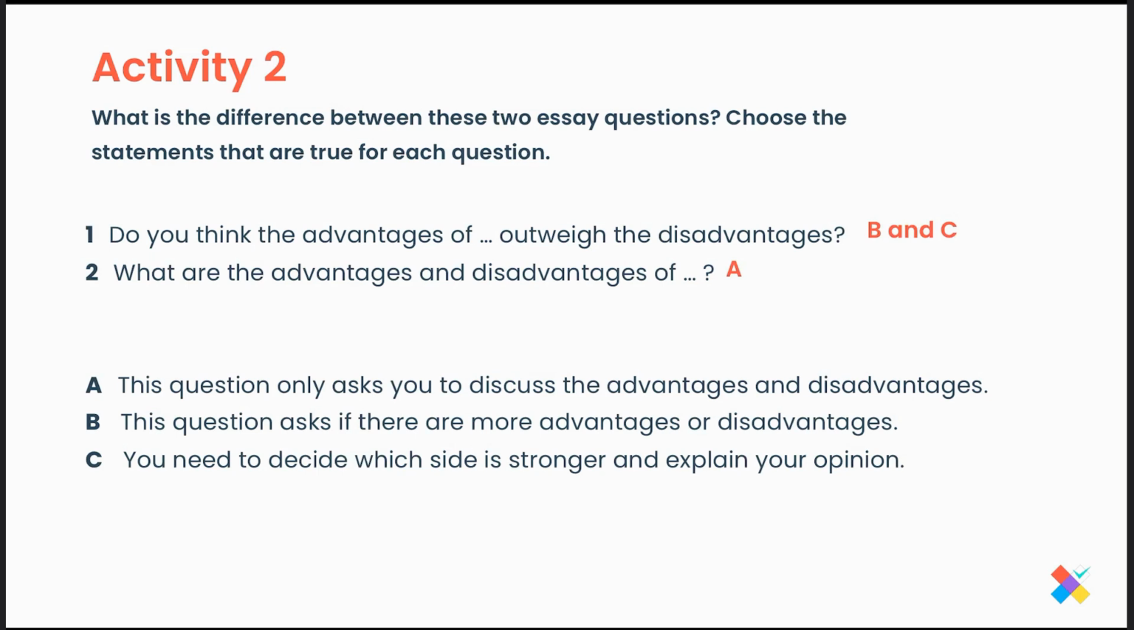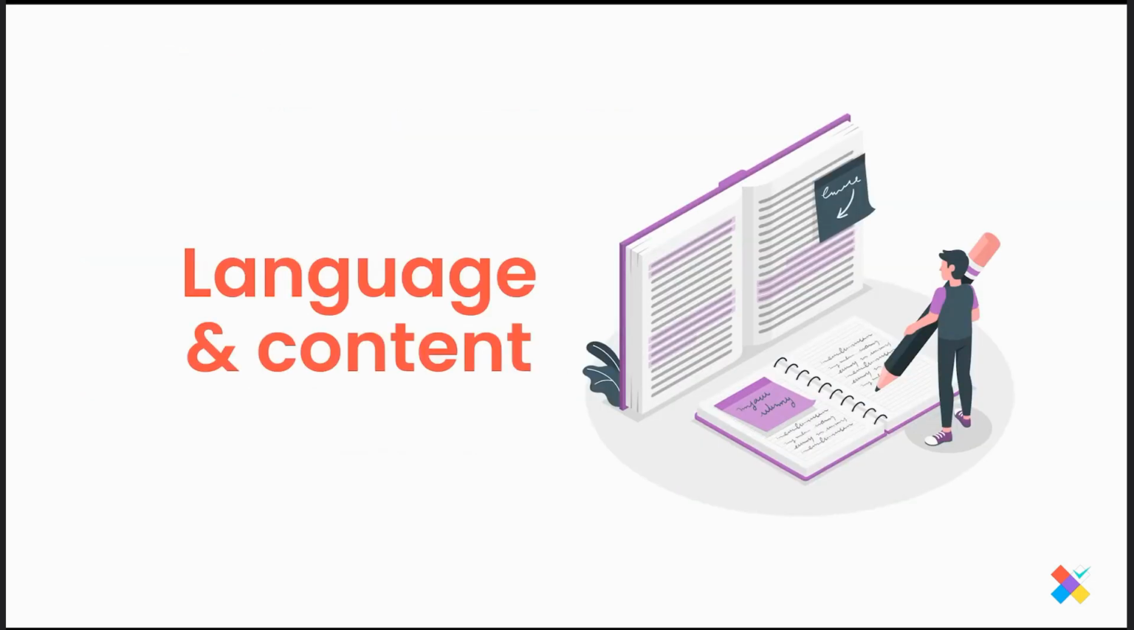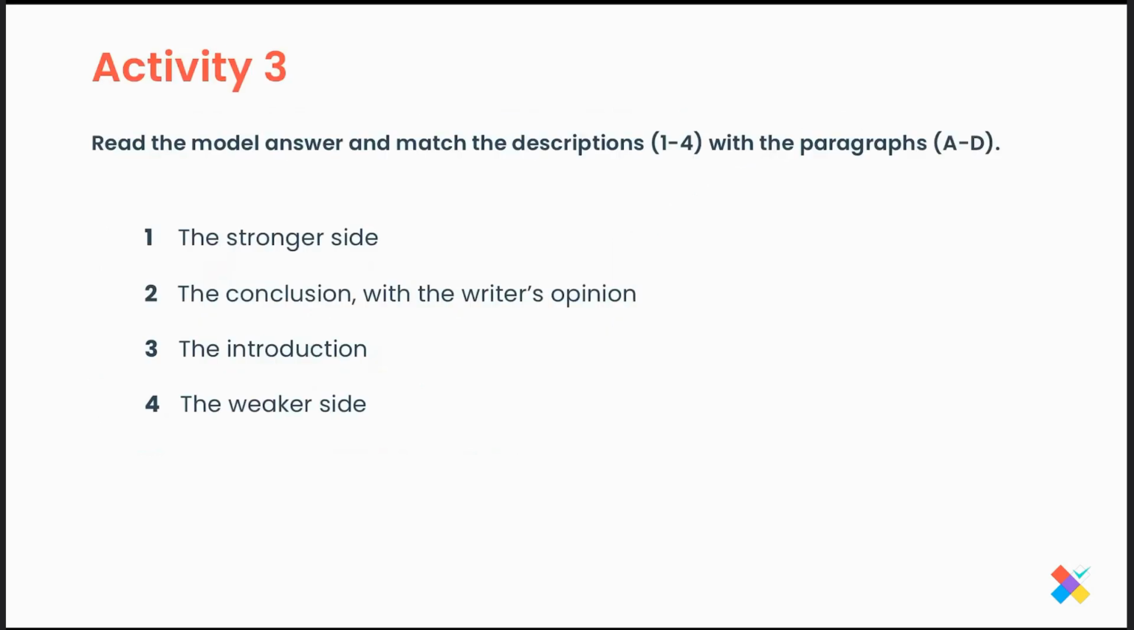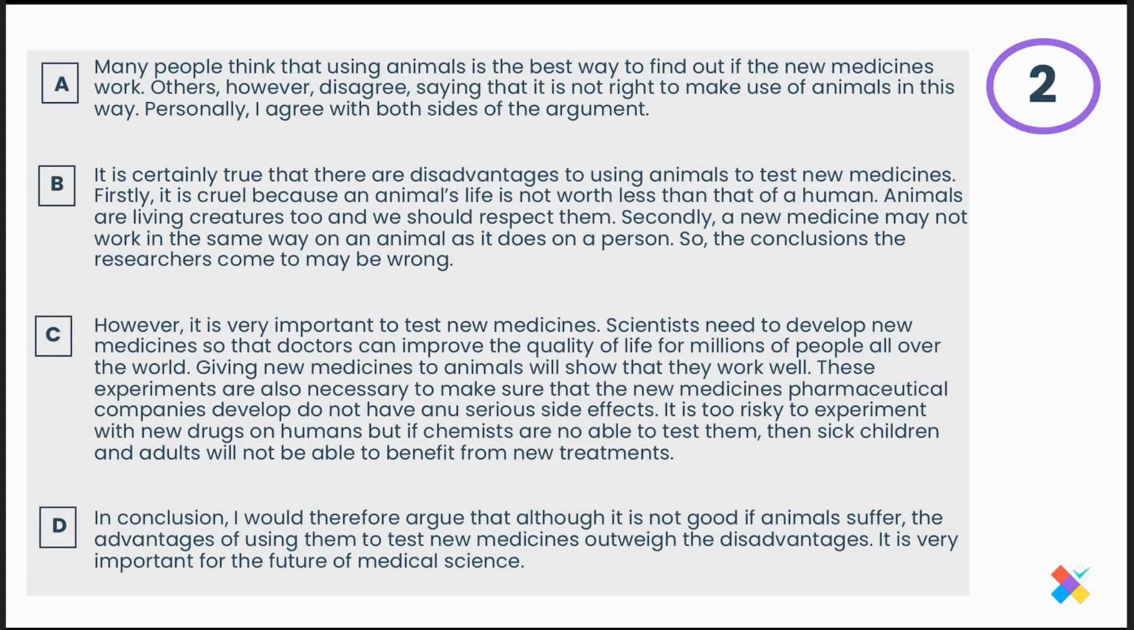All right, now that we have figured it out and we know exactly how to tell an advantage and disadvantage essay from an opinion essay, even though it has the keywords advantages and disadvantages, we're going to move on to language and content. Okay, on the next slide, you're going to read the model answer. I would like you to write down the description of each paragraph, A to D. All right, and I'm going to give you 2 minutes to read the essay and to match the description for each paragraph with each paragraph A to D.